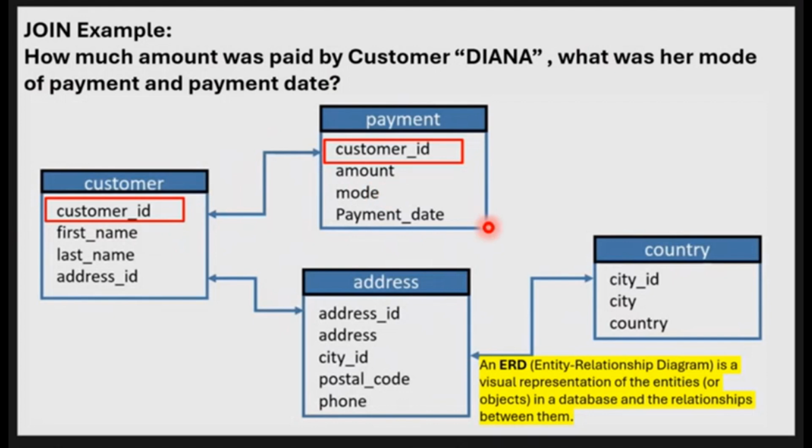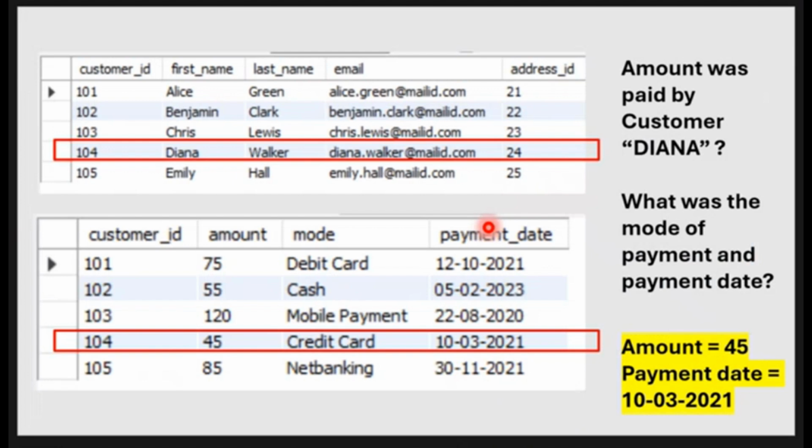So let's see how the tables look like. This is the first table, which is the customer table. Second is the payment table. The customer table has columns like customer ID, integer, first name, last name, varchar text, email, varchar text, and the address ID, again integer. Next is the payment table. It has the customer ID. You can see this column is common between the two tables.